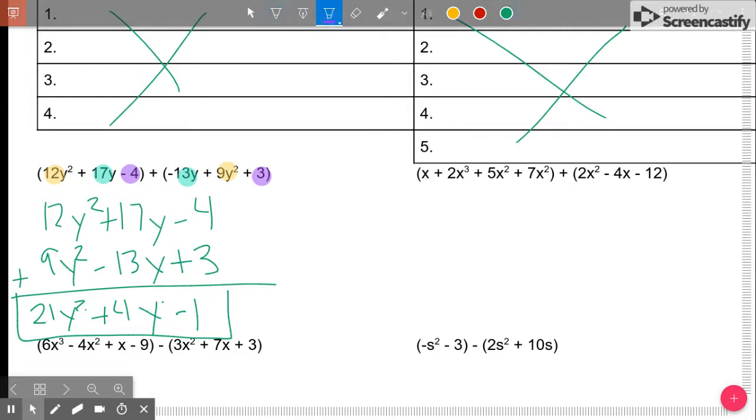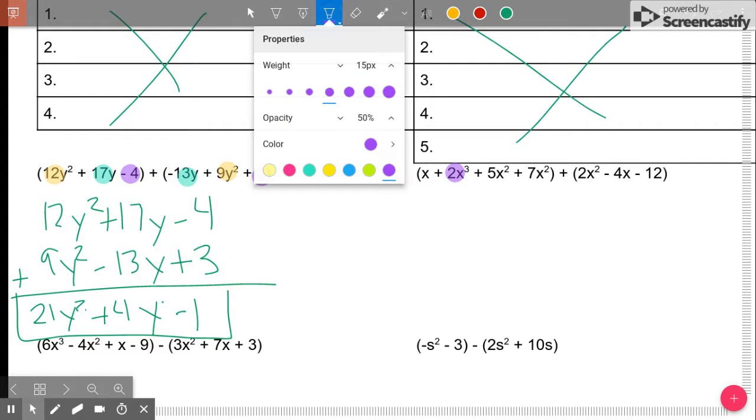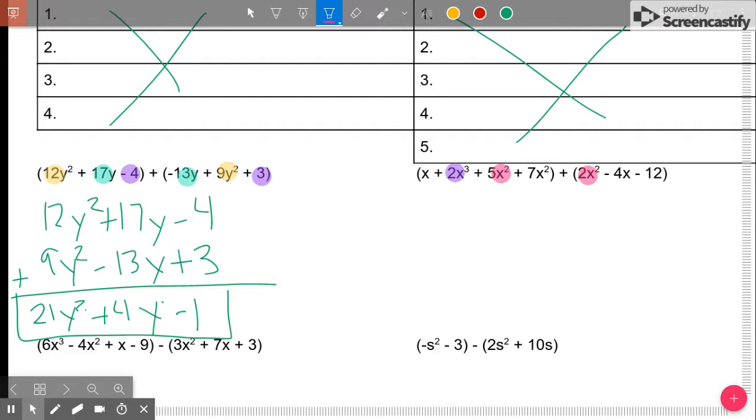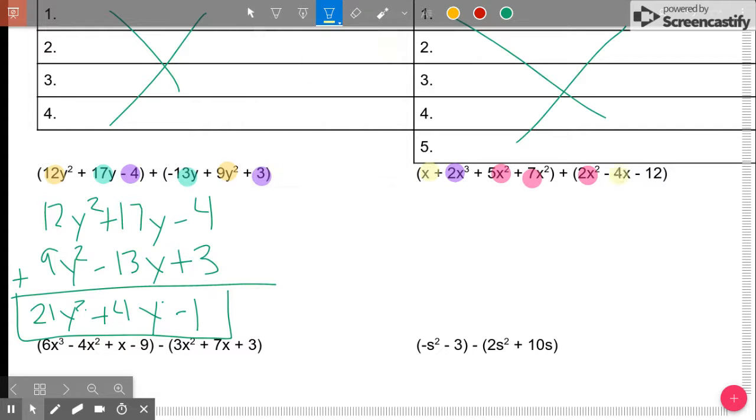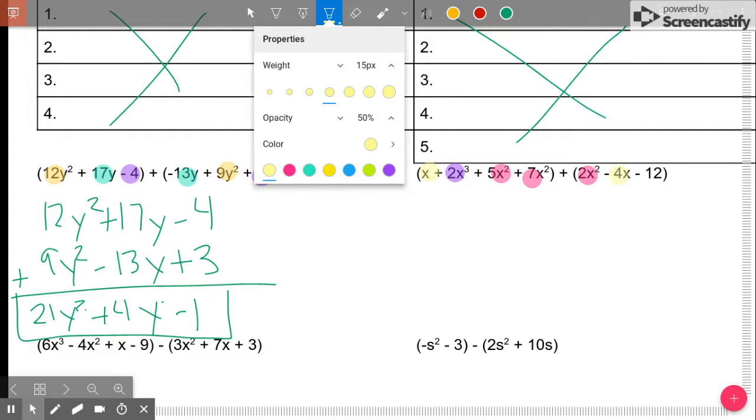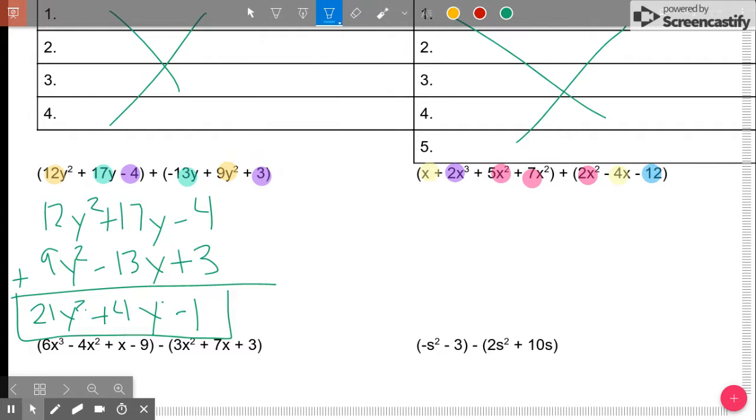We're going to again go through and combine our like terms. So our biggest exponent is 3. We just have one of those. Next one is x squared. So we have x squared on this one. We have x squared on this one. We actually have 2 on that one, so we'll combine those. And then we have x. And then lastly, we have our constant.